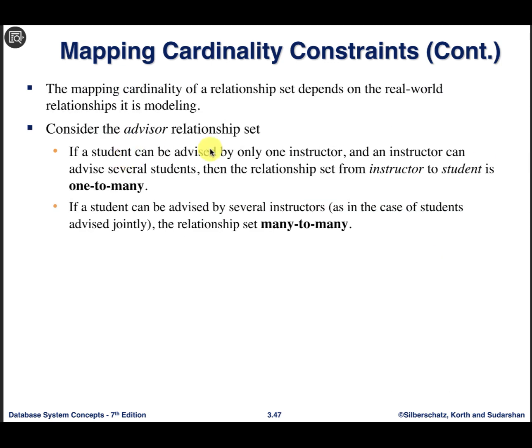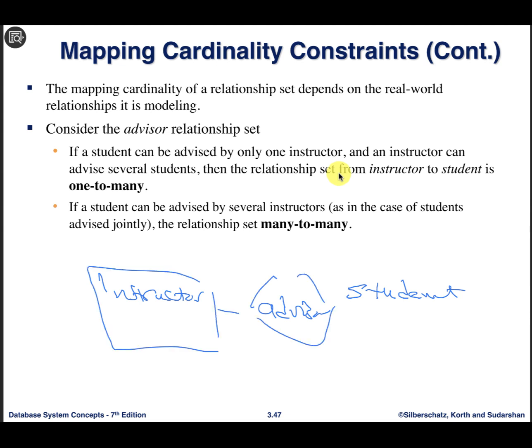So let's give you an example. It depends on the data, so see what kind of one-to-many or many-to-many. Assume that we have a student and we have an instructor, and the relation is advisor. Okay, something like this.